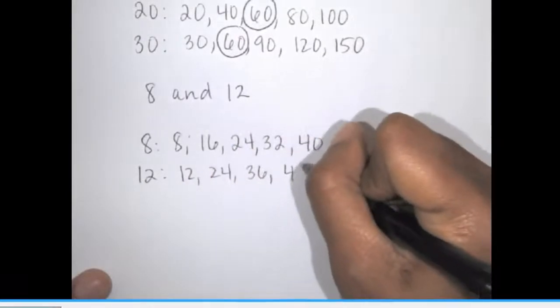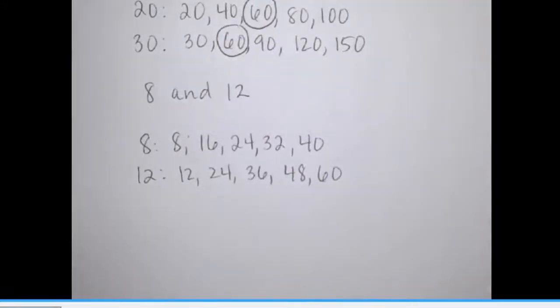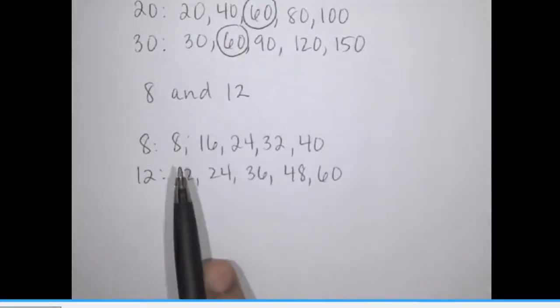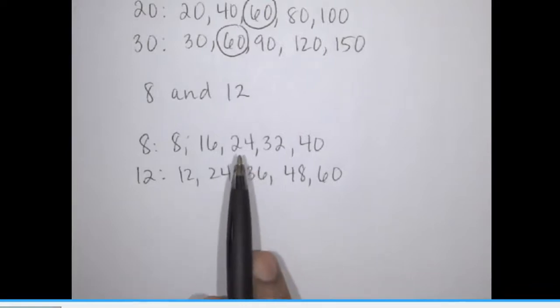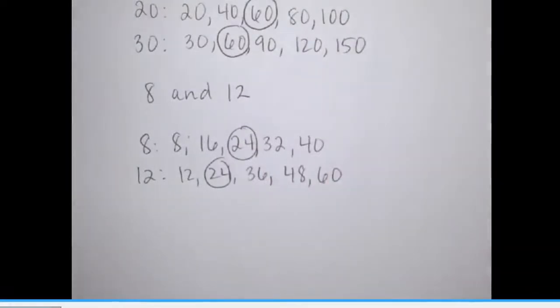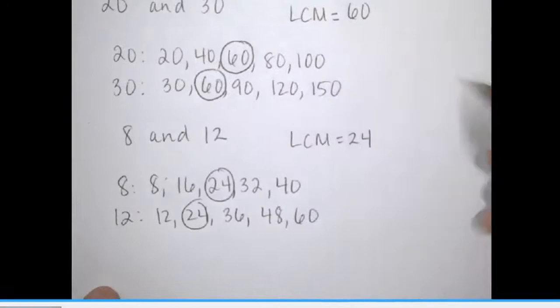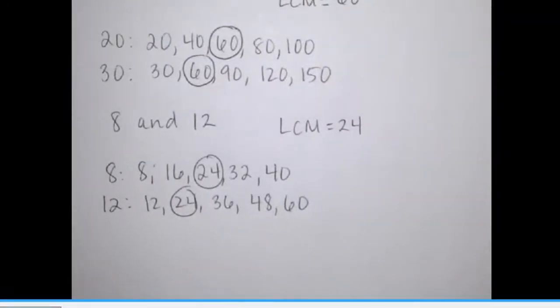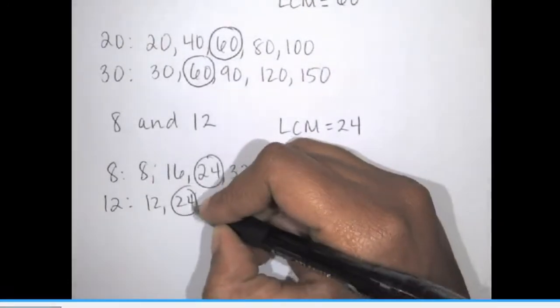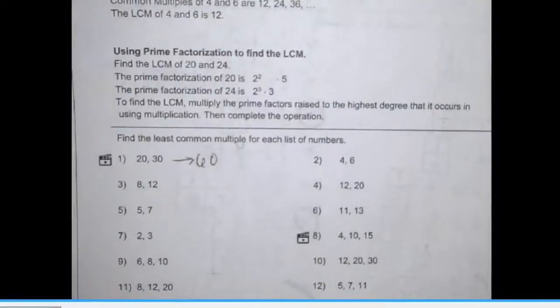And again, the only way that you can get good is to write them over and over and over again. Now when we compare our 8 multiples to our 12 multiples, as you can see, 24 is the least common multiple. So it's really that easy. We're just listing the multiples of the two numbers, and then whichever number is the smallest that they have in common, that's the answer. So for number 3, the answer is 24.